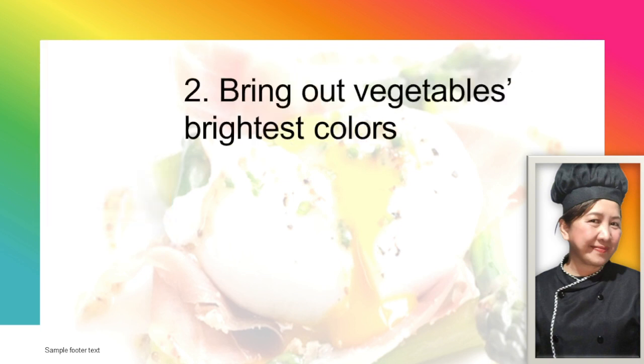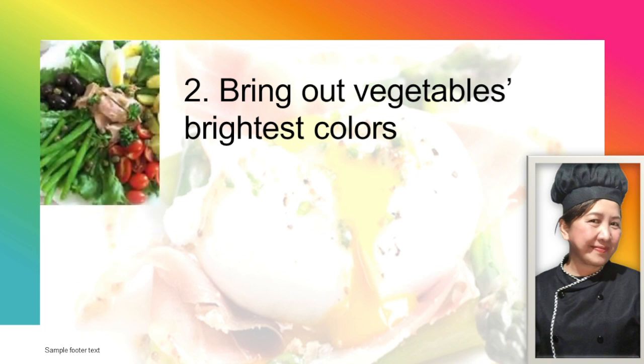Second, bring out vegetables' brightest colors. The way you cook your vegetables has a lot of bearing on the overall visual effect of a meal. Lightly steam instead of boiling. Steaming vegetables makes them look appetizing and flavorful, while boiling creates the opposite effect. Roast or saute them with a little oil or butter. Roasted or sauteed vegetables look quite appetizing when they are allowed to caramelize a little in oil or butter.